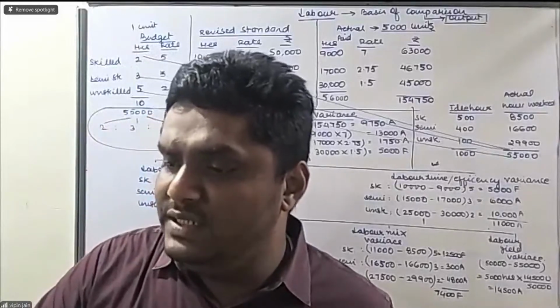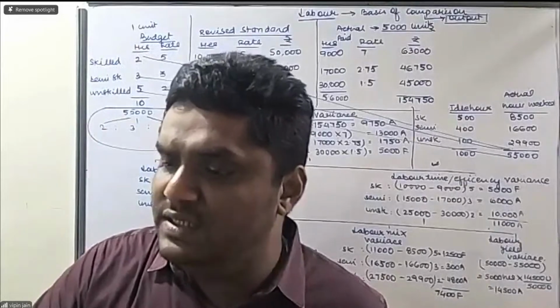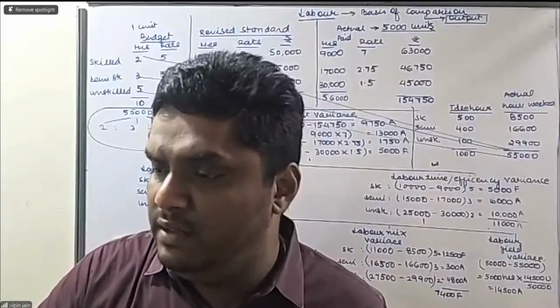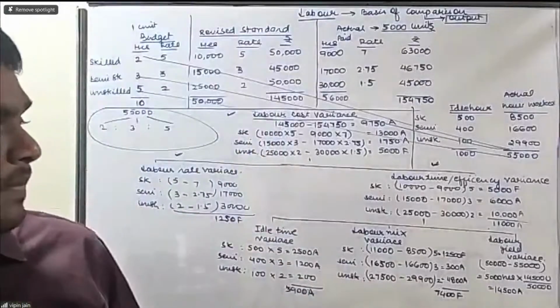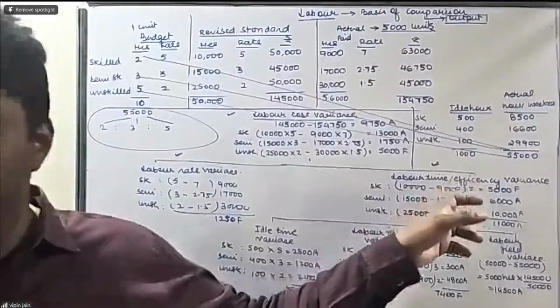See, there are two approaches, Kasak. Let me complete this approach first, then we will work out that part. This is efficiency variance, my dear.